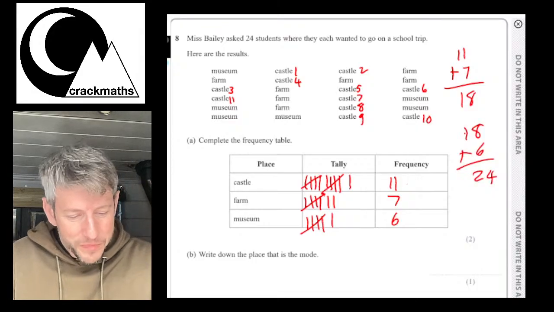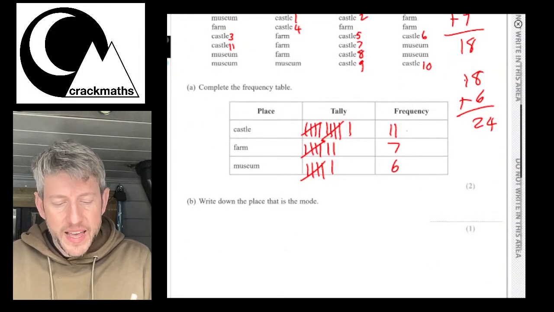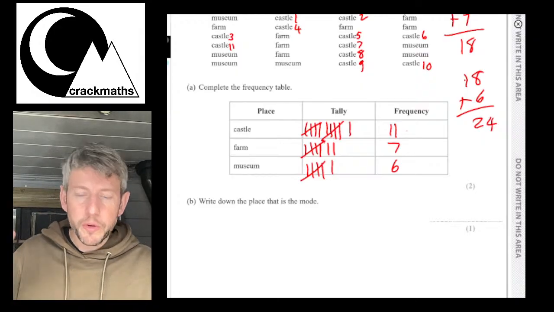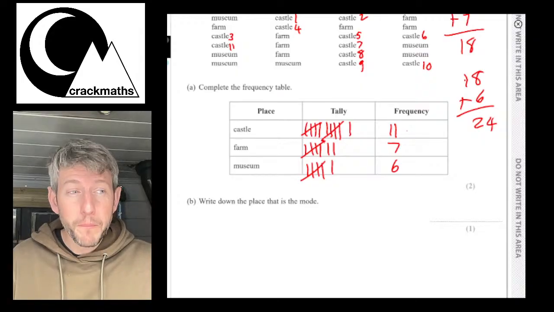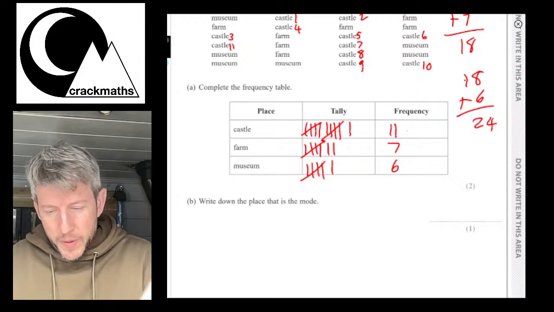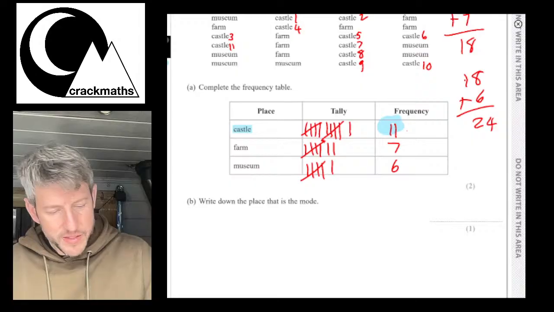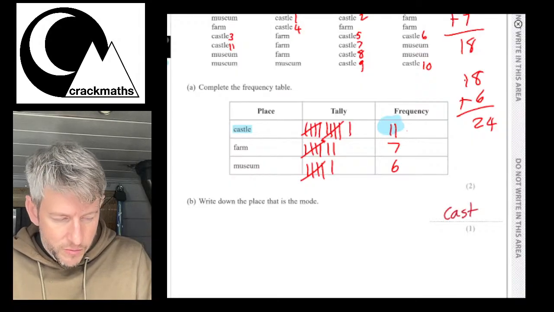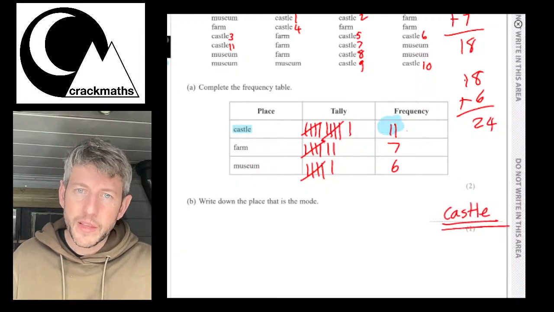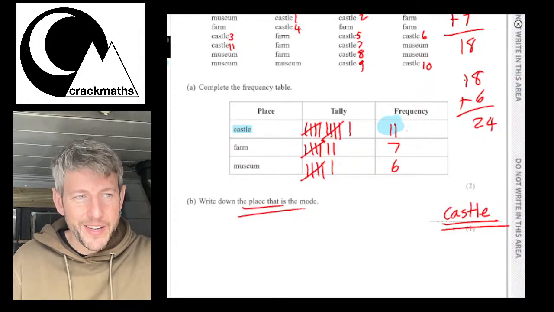Okay, right. So now next question is write down the place that is the mode. Okay, so the mode is the most common. So which one of these places is the most common? It's the one that most people went to. And so most people went to the castle, because I can see that 11 people went there. So I can write here, castle. Remember, it's the place that's the mode. It's not the 11, okay? It's the place. And that's why they said that there as well. Okay, right, let's have a look at the next question.